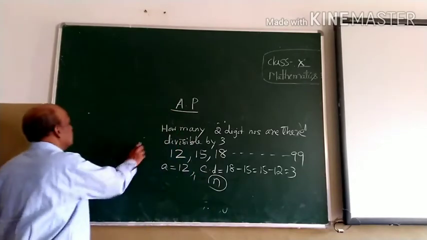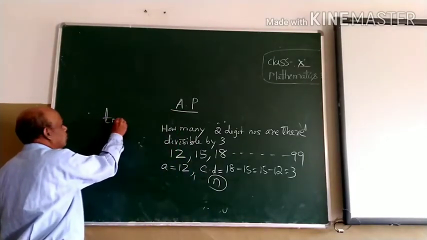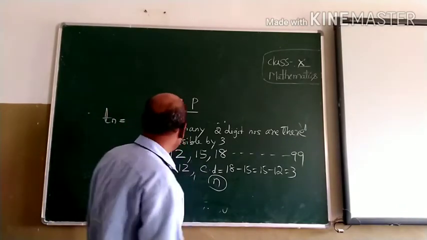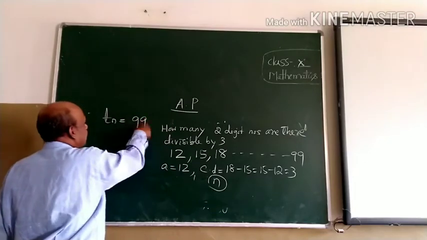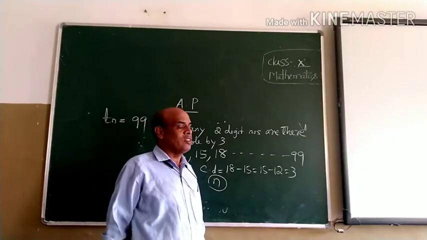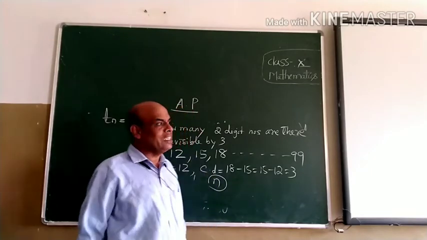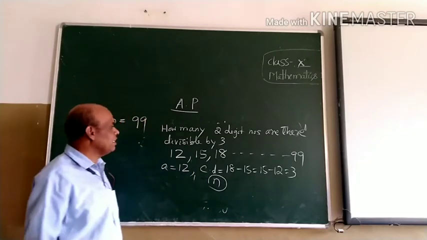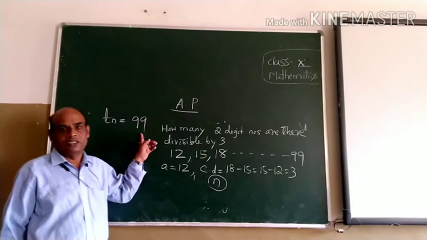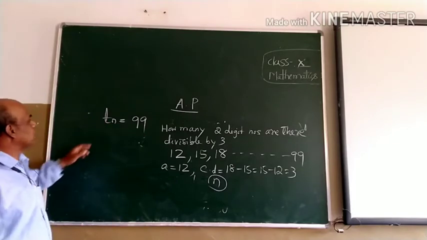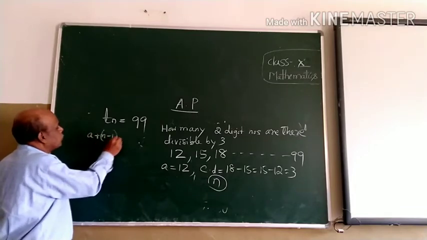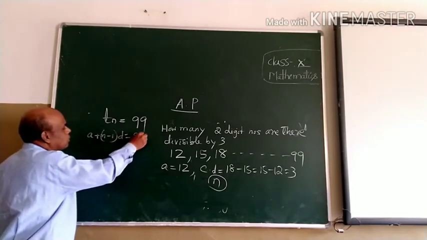So you will write the value of the nth term that is already given to you. That is 99, because we do not know how many terms are there. So let's say there are n terms. Given that the nth term value is 99, we may now write the nth term value formula: a plus (n minus 1) into d. So that is equal to 99.